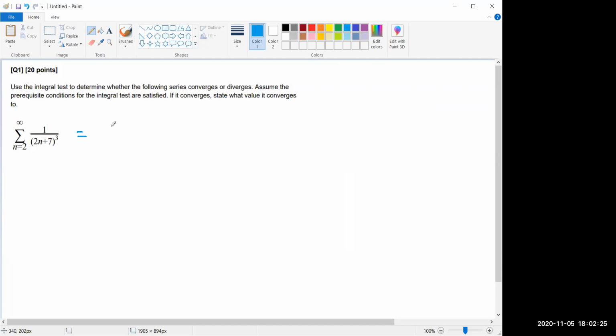So this would be the integral from 2 to infinity of 1 over (2n plus 7) to the 3rd power. I wrote n, so dn. These questions are always going to be given to you where you can integrate it once you turn it into an integral. So who knows how to integrate this?